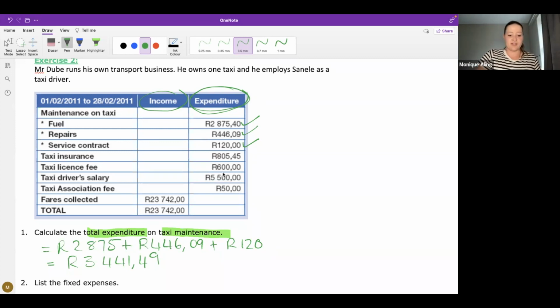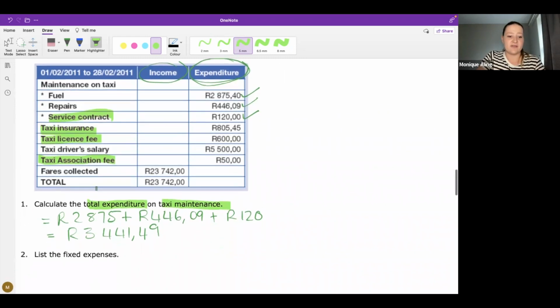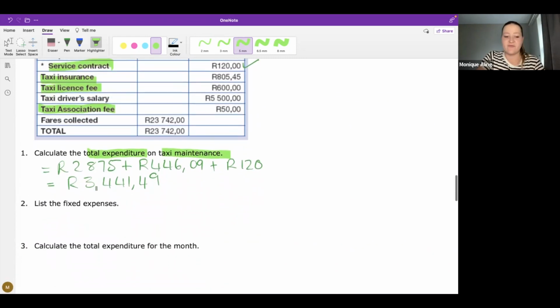All right, so let's just clarify. I'm just going to highlight the ones we said. So we said it is the service contract. Sorry for the skew. Highlighting insurance, the license fee, taxi association fee. Those are always going to be the same. Fixed expenses, they are always the same. Okay, good. So we mostly got that right.